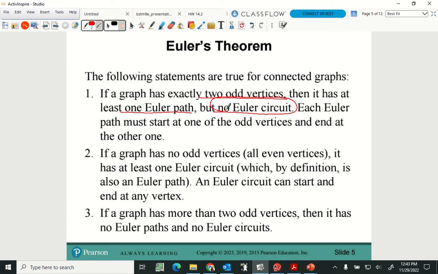Second one, if a graph has no odd vertices, all even vertices, it has at least one Euler circuit, which by definition is also a Euler path. So think about this. Now here's one of those logical arguments. All thumbs are fingers, but not all fingers are thumbs.